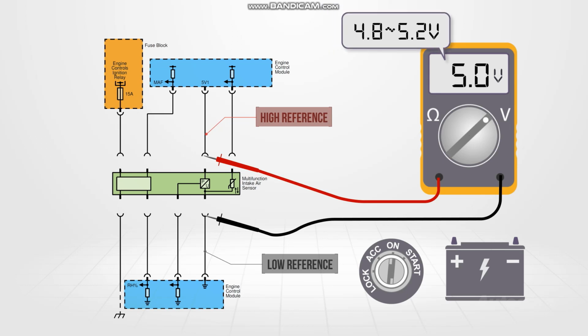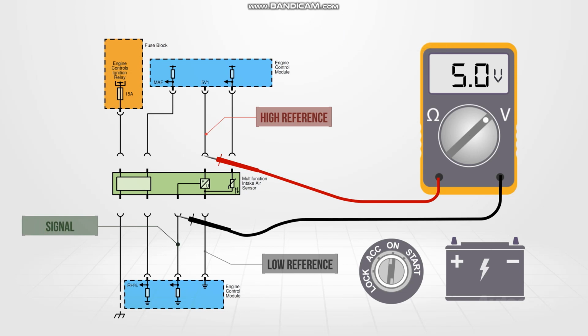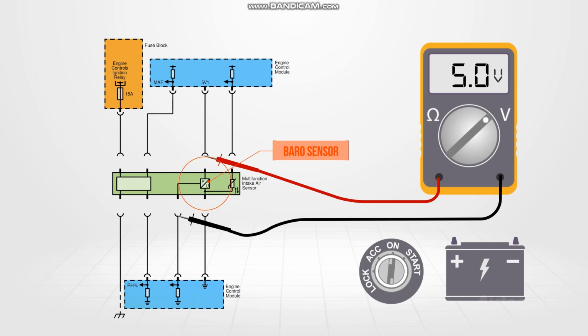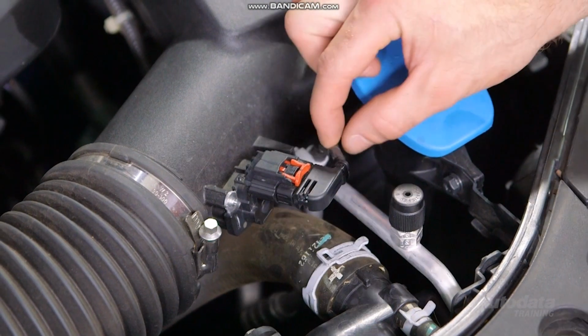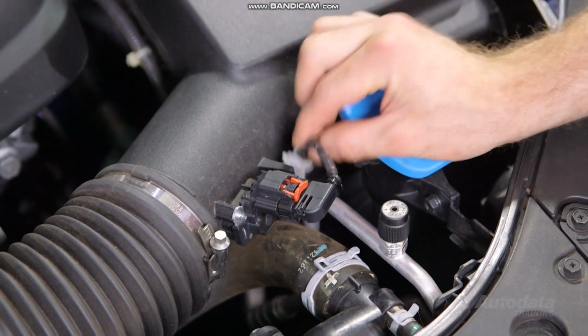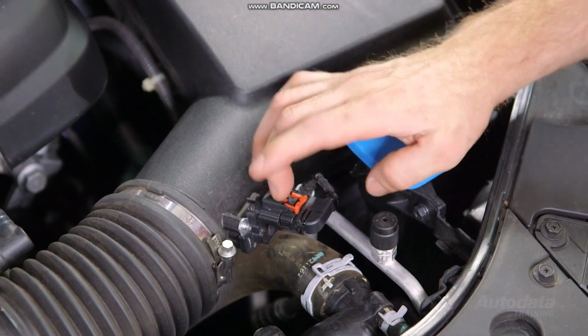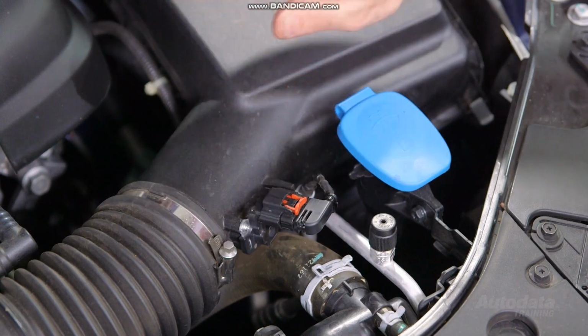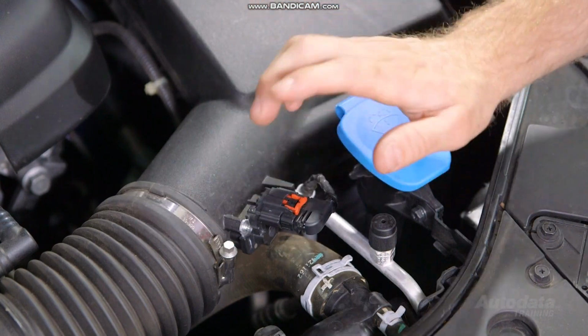Move the black lead from the low reference terminal to the signal terminal. 5 volts should be seen here. If the correct voltage was present during each test, we have proved the circuit's integrity, leaving the baro sensor as the cause of the fault. Signal erratic and performance codes will only be set in the high and low reference circuits if the fault is intermittent. Be sure to follow all procedures for checking this type of fault.